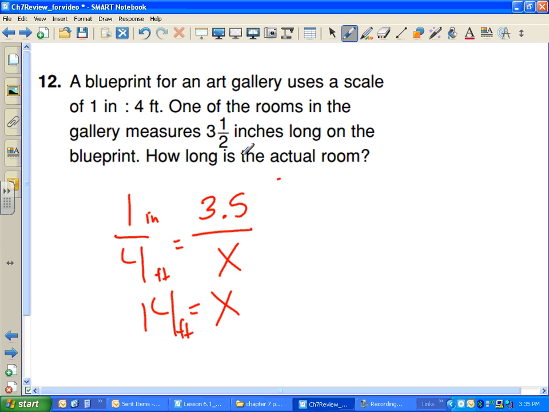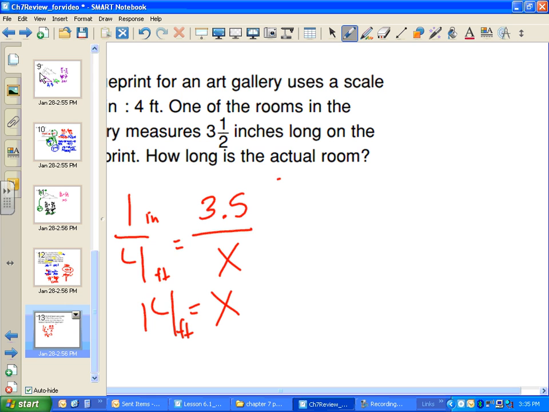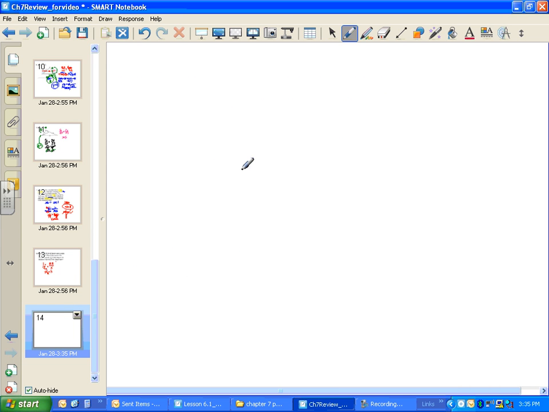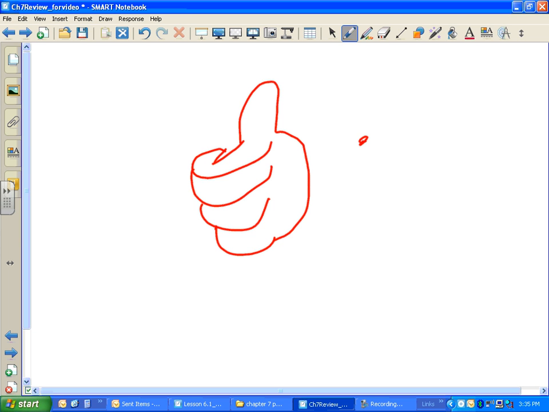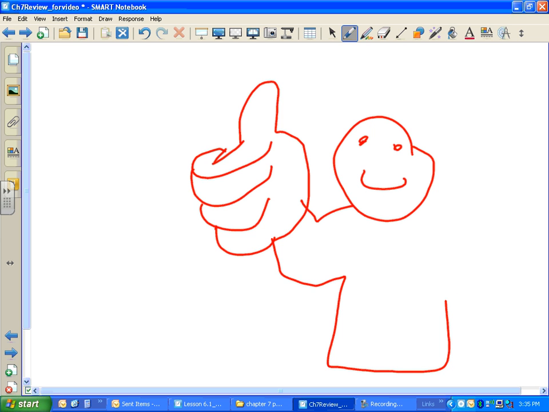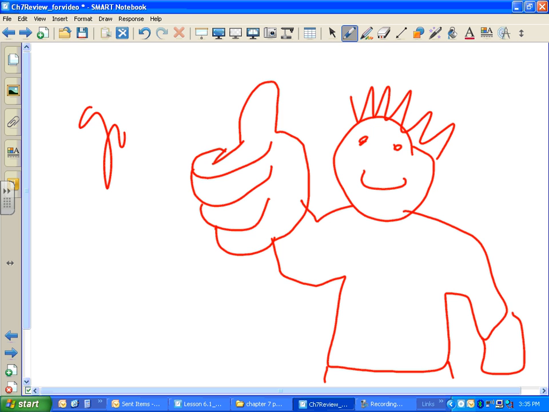Okay, that's it, guys. Good job. I'll draw a fancy hand, give you all thumbs up. Oh my gosh, that looks horrible. I'm drawing with the wireless pad, guys, so obviously I can't. Oh my goodness, this is horrible. Good job, guys.